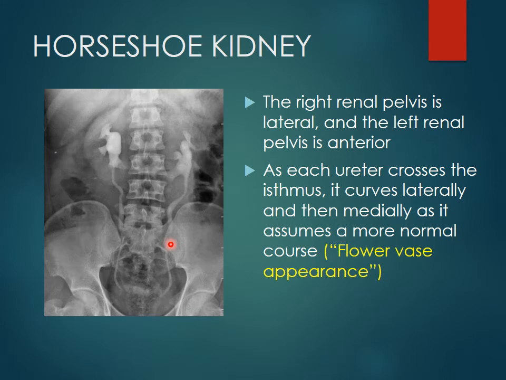On imaging of horseshoe kidney, this would be an abdominal radiograph during IVP, and as you can see, the right renal pelvis is lateral and the left renal pelvis is more anteriorly located. Now, another sign for horseshoe kidney during the IVP procedure would be the flower vase sign or flower vase appearance. This would happen when the ureter on each side would cross the isthmus. It would curve first laterally and then go medially as it assumes a more normal course.